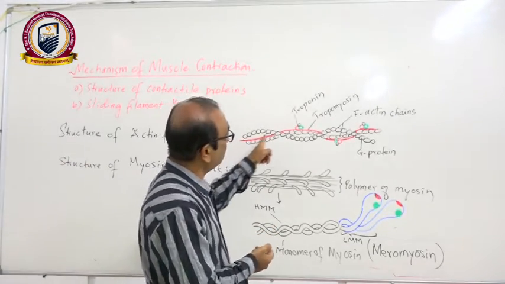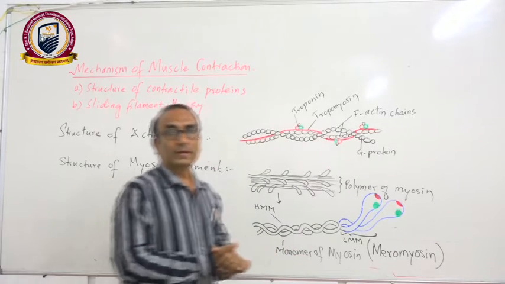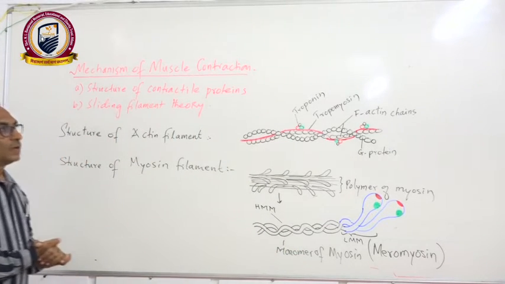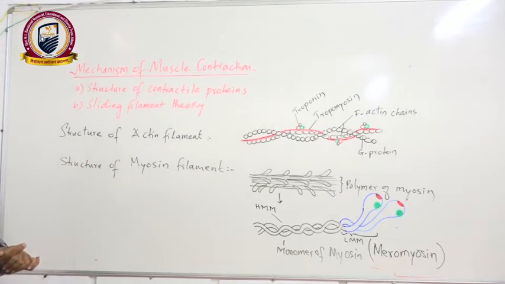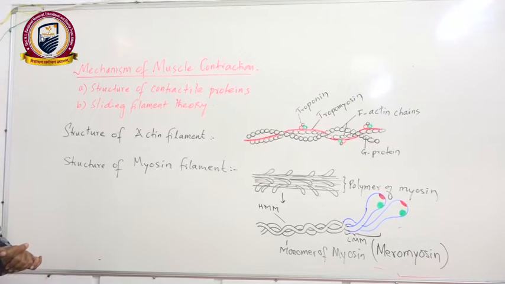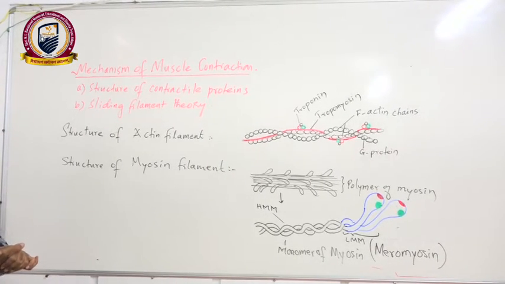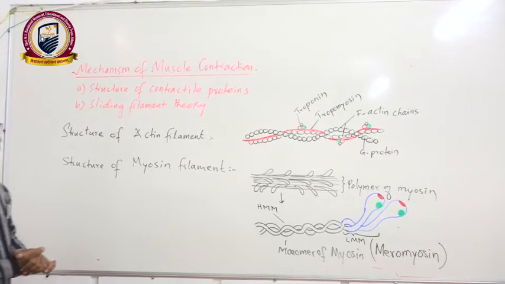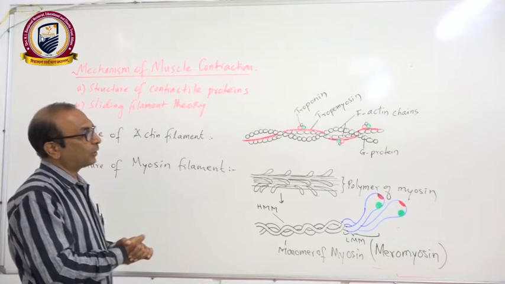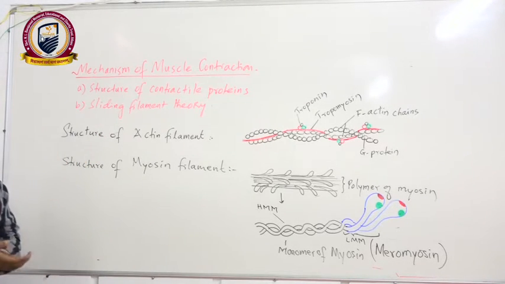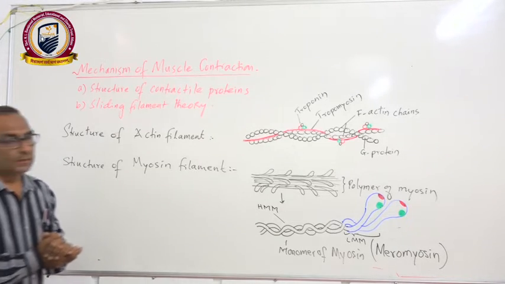These sites are actually covered by another protein called tropomyosin. You see here a long thread-like protein. Tropomyosin runs along the F-actin chains, covering or blocking the active sites of the actin protein.